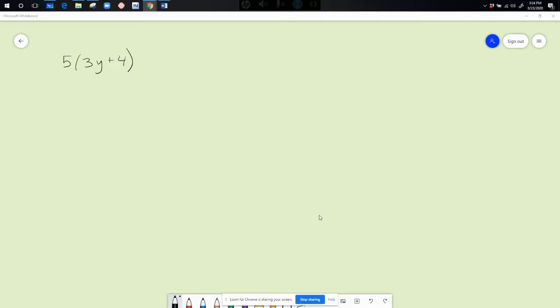There's no equal sign. So all these are asking you to do is just simplify. And simplify means all parentheses are gone, you've done all distribution, and you've combined all like terms.